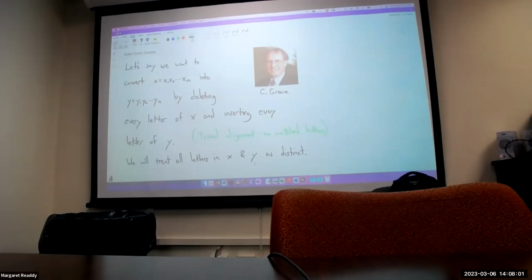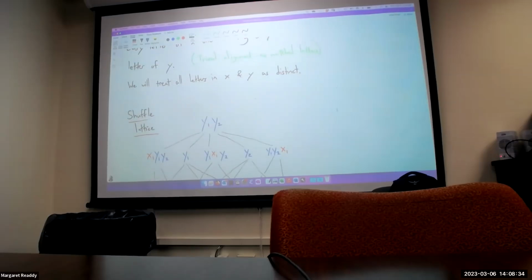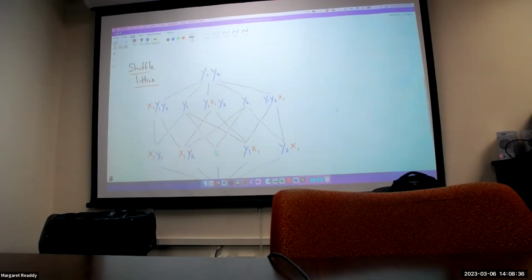So here's the generic setup. We're going to transform the word X1 through XM into the word Y1 through YN. And we're going to do this by deleting every X letter and inserting every Y letter. So there's no alignment whatsoever. Another assumption that we need to make in order to make the math work out is we want all the letters to be different from each other. So now we're getting maybe pretty far away from the gene example. All the letters in X and all the letters in Y are distinct. We'll talk a little bit about when they're not distinct. But yeah, I'm going to be thinking about that.